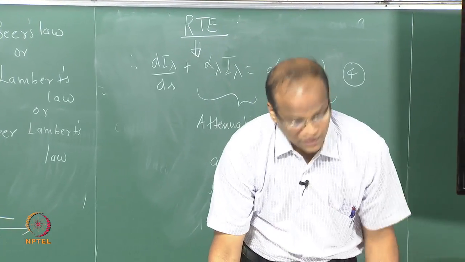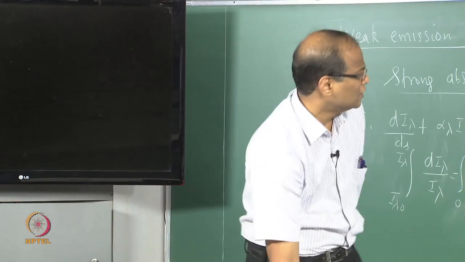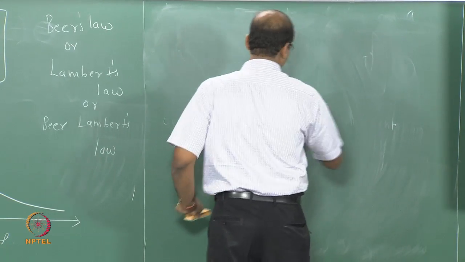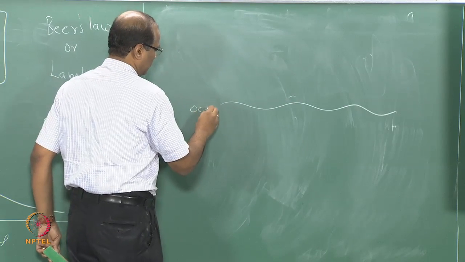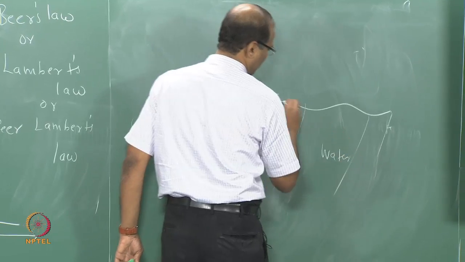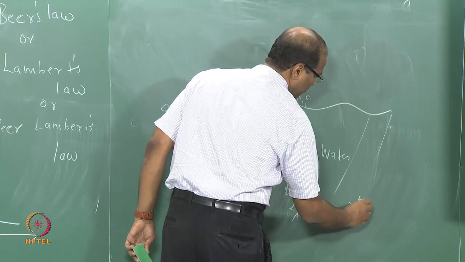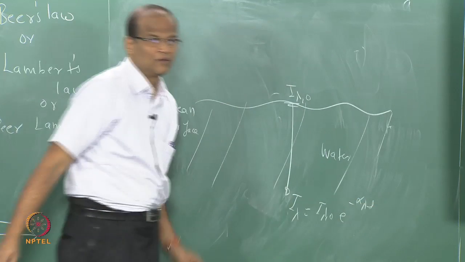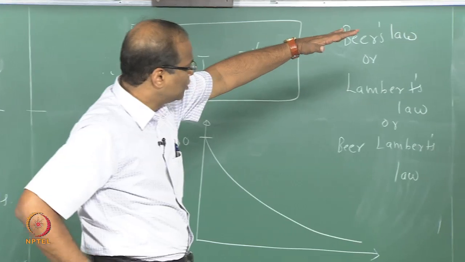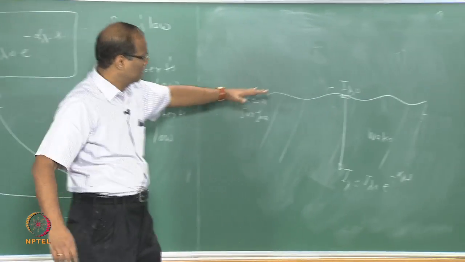If you recall, when we looked at the first chapter or the second chapter, I told you that if you go to the ocean, water is a big absorber of radiation. I lambda naught. So the absorption of radiation exponentially decays with depth. Therefore, little light is available at the bottom layers. Therefore, it is not possible to do photosynthesis after 100 meters or so.